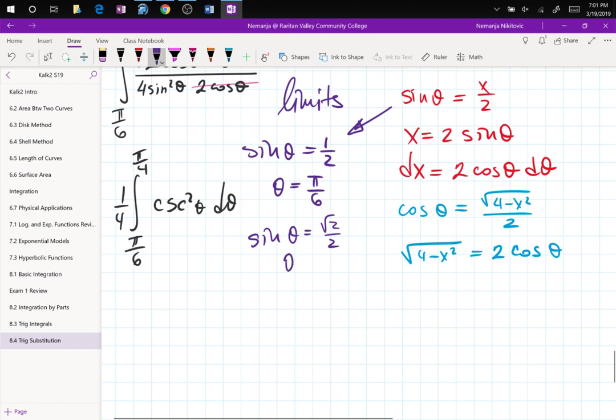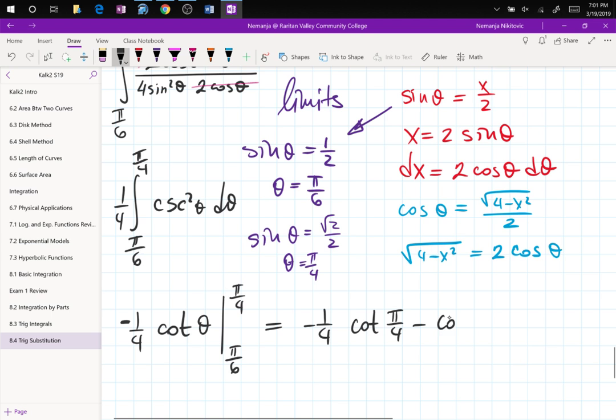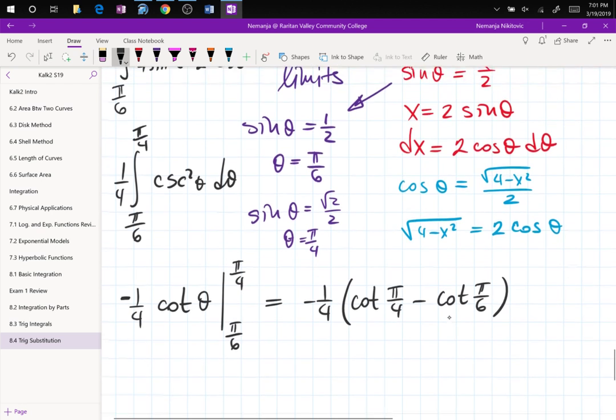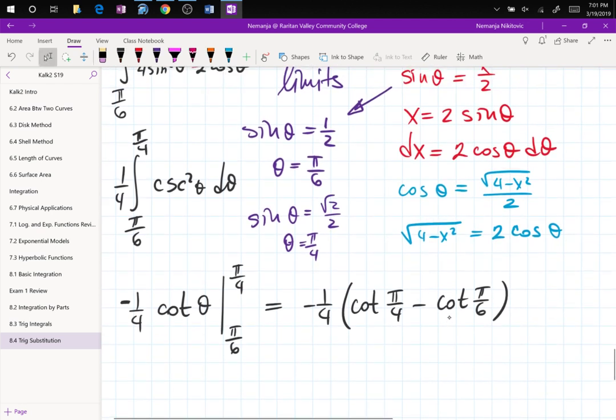I forgot to write theta equals pi over 4 over here. All right, so now we have 1/4, and cosecant squared, we have a negative cotangent theta calculated between pi over 6 and pi over 4. So negative 1/4 of the cotangent of pi over 4 minus the cotangent of pi over 6. No plus C in this case, right?